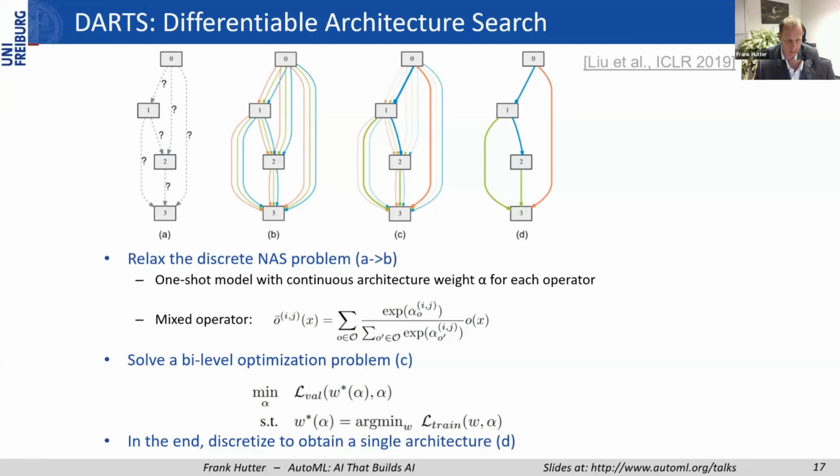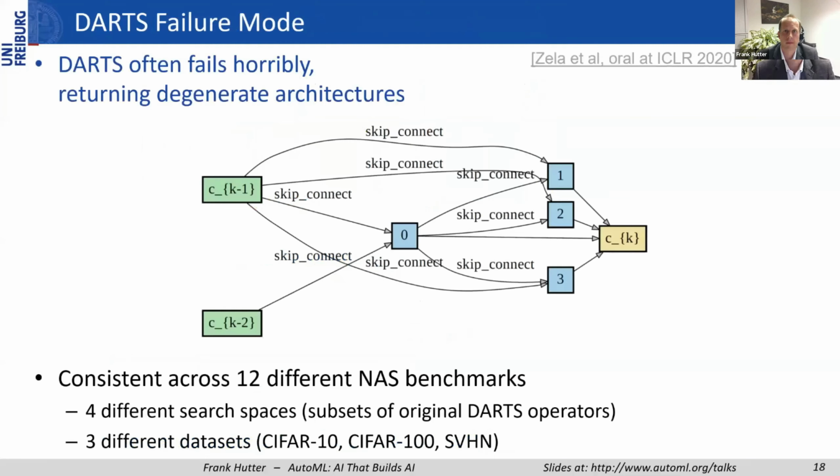And unfortunately, it still has some problems. What we showed in one paper at ICLR 2020 is that one of the problems is that DARTS can really fail horribly, returning degenerate architectures that consist of only skip connections. So all of these choices are made to be skip connections. And this was consistent across 12 different NAS benchmarks we studied, 4 different search spaces, 3 different data sets.